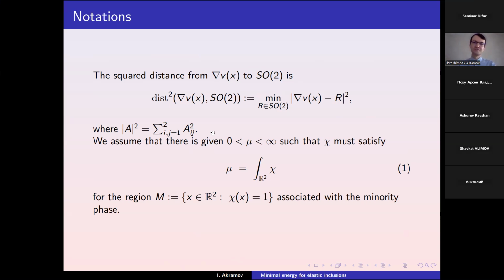We assume that there is a given mu such that chi must satisfy that the volume of this set is equal to mu, and for the region M in R2, this is associated with the minority phase.